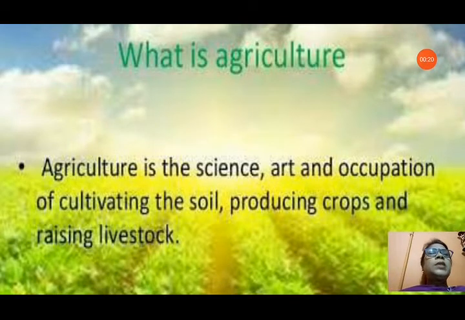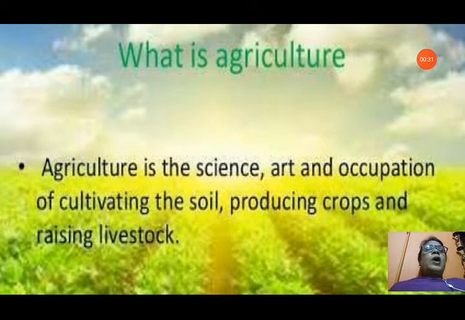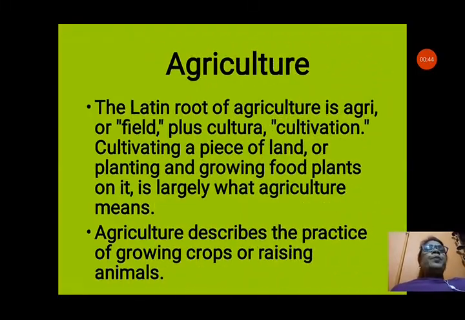Agriculture is the science, art and occupation of cultivating the soil, producing crops and raising livestock. That means we can see agriculture as cultivating the soil and producing crops for our food, and also livestock. When we are raising livestock for our food or any other items, then it is also called agriculture. So let us see more about this.